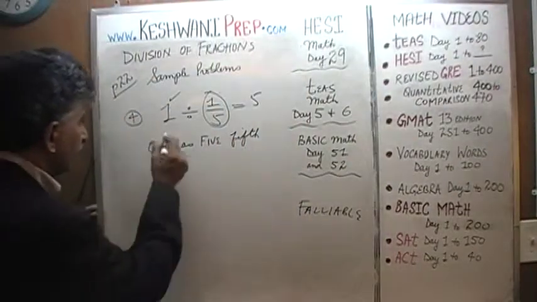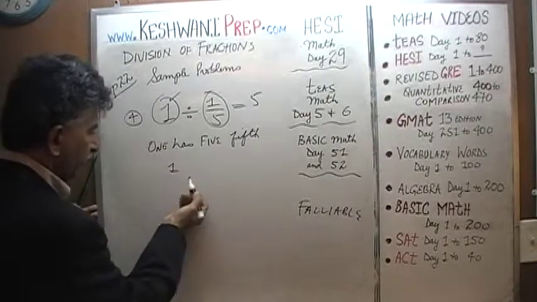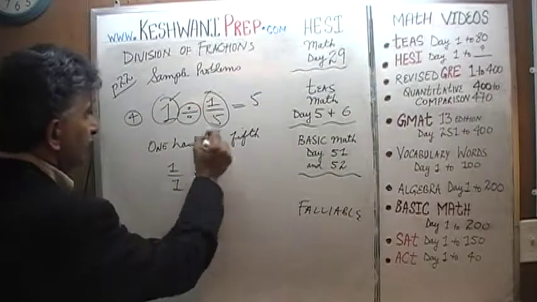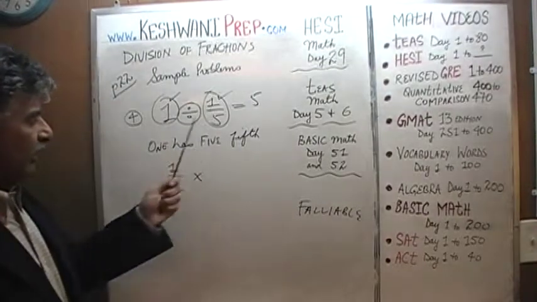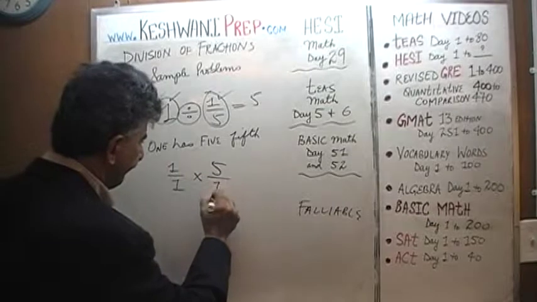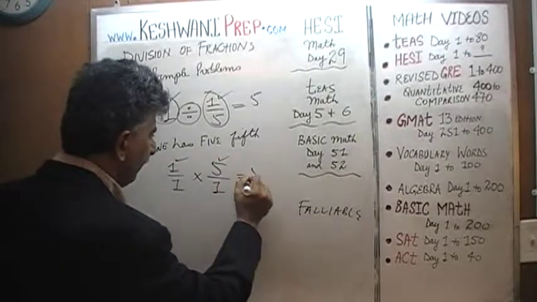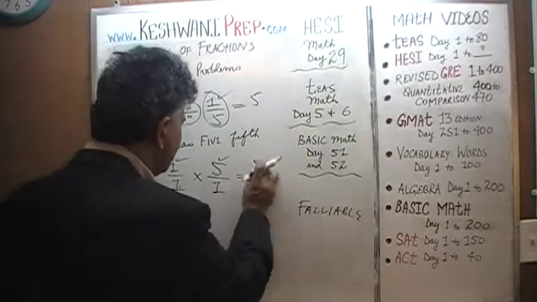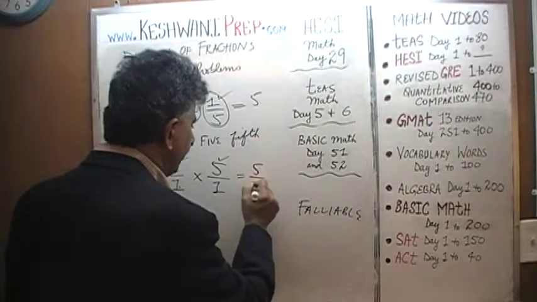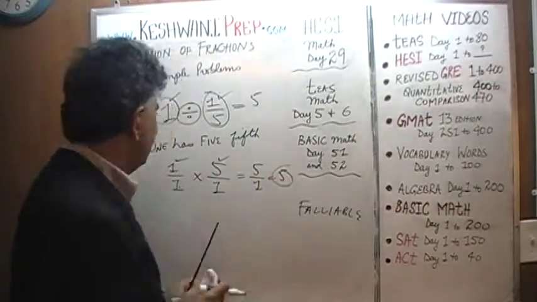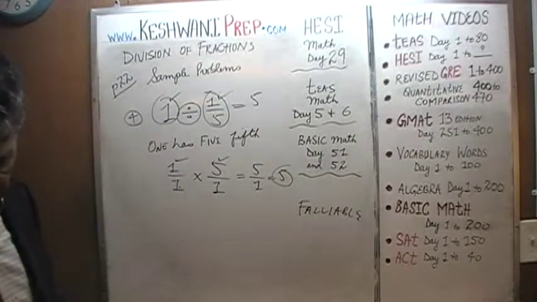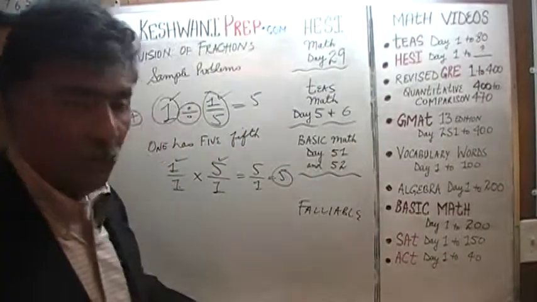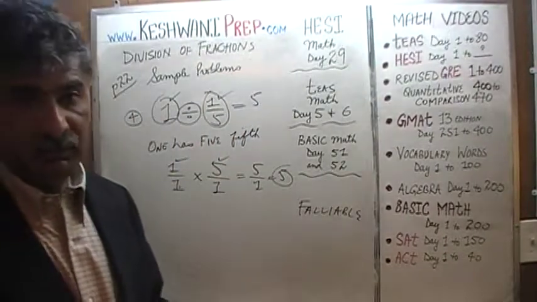Here's the method. You take your first number, which is 1, or if you like, 1 over 1. And we multiply it by the reciprocal of the second one. 1 over 5 becomes 5 over 1. And of course, 1 times 5 is 5, and 1 times 1 is 1. We get 5 over 1, which of course is 5. But all of this is ridiculous. All of this was a silly thing to do, because obviously, if they're asking us to divide 1 into fifths, we're going to have 5 slices.